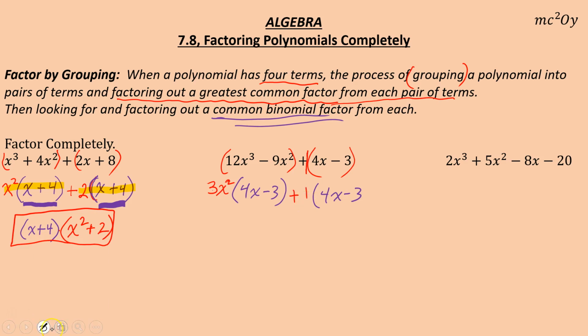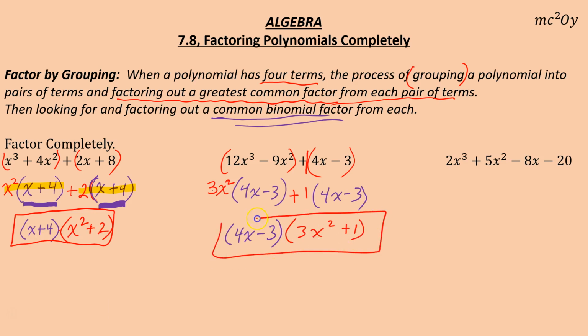All right. So now, I look for the common binomial. Notice that's the 4x minus 3. I bring that down. And what I have left is the 3x squared plus 1. And that 3x squared plus 1 becomes my extra parenthesis. I've now finished factor by grouping. Now there's more things you should check for after that, and I'll show that in the next slide, but for now, let's call it good there.